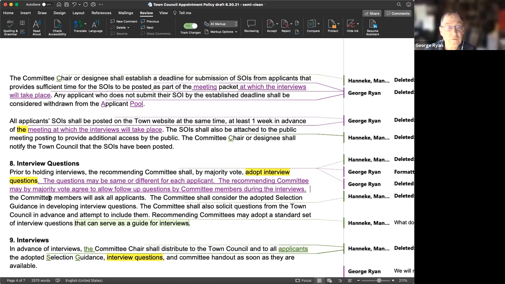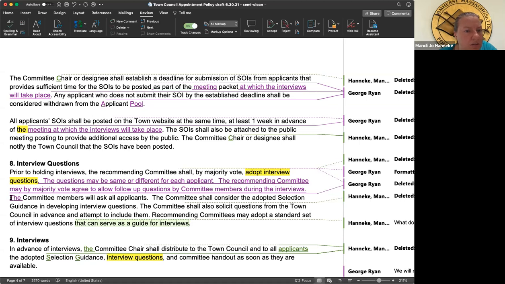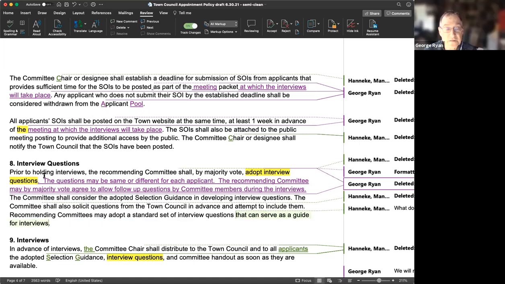Okay, so we've got a phrase here that needs to come out. It seems committee members will ask. Well, here's also the, so this is a new sentence. The committee members will ask all the applicants. No, I was going to delete that completely. Right. That just gets deleted. All right. The committee shall consider the adopted selection guidance in developing interview questions.